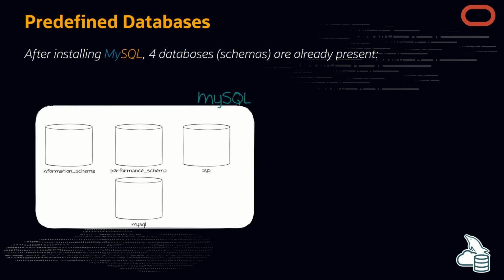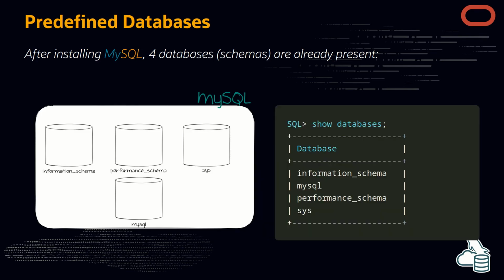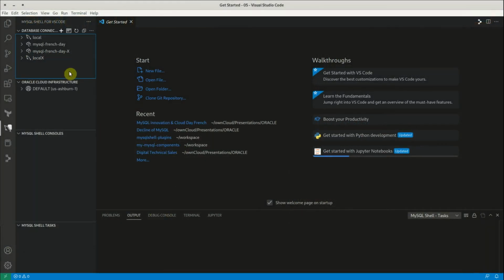So when we have installed MySQL the first time, we have 4 predefined databases, so 4 predefined schemas that are already present: information schema, performance schema, sys schema, and MySQL. MySQL is the one with all the system data. So we do show databases and we can see the 4 schemas.